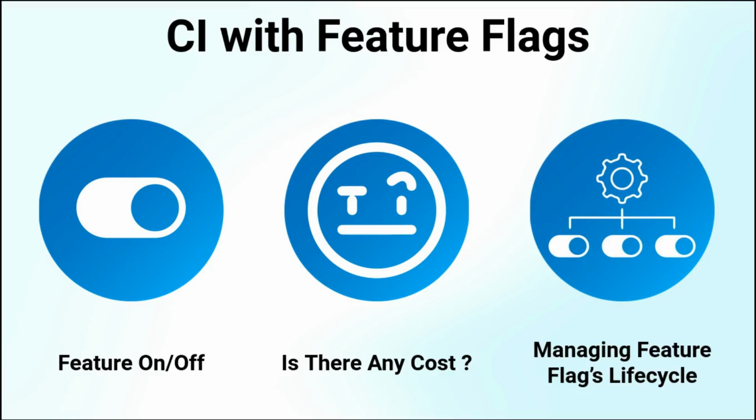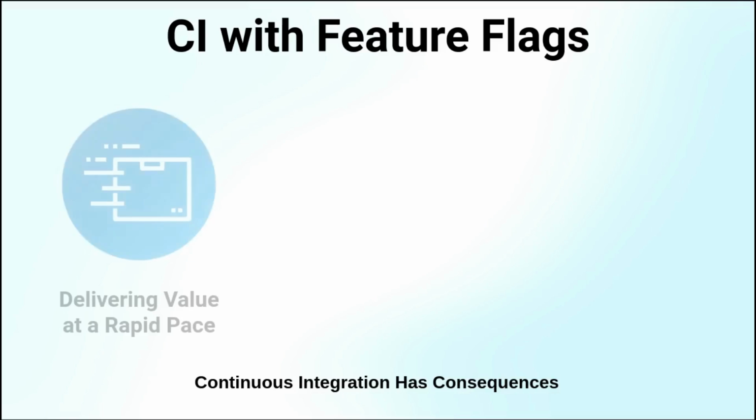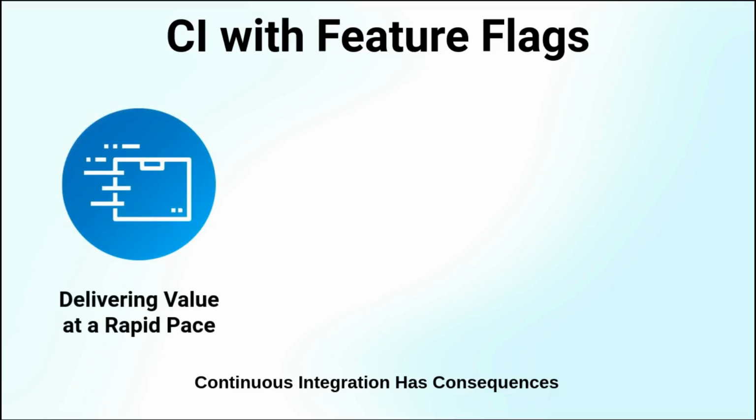Enterprise feature flag management platforms contain features that can help to easily track and manage a flag's lifecycle, allowing for the benefits of instant feature disabling with less potential for technical debt. Your developers are pushing code daily, often two or three times a day. They're getting valuable feedback and you're delivering value at a rapid pace.